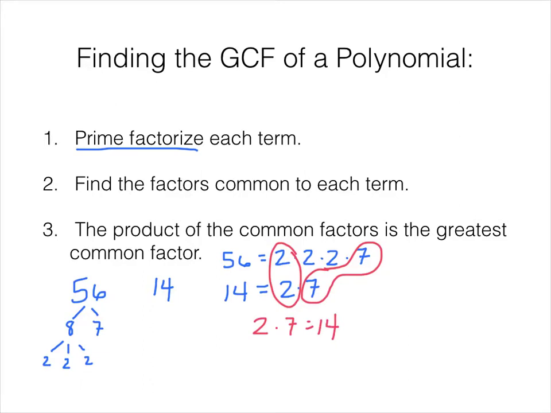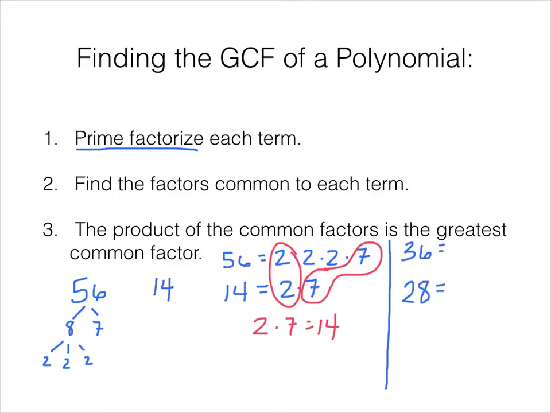Now remember, a number can be a factor of itself. So 14 is a factor of 14, and it's also a factor of 56. So sometimes you'll be looking at a situation where one of the two numbers is the greatest common factor. Let's do another example. I'll draw a line down here. How about 36 and 28?